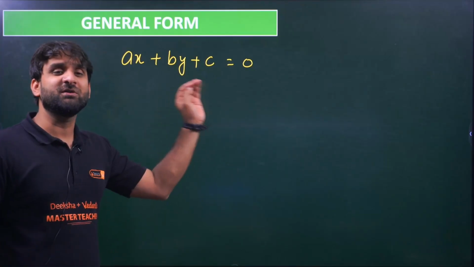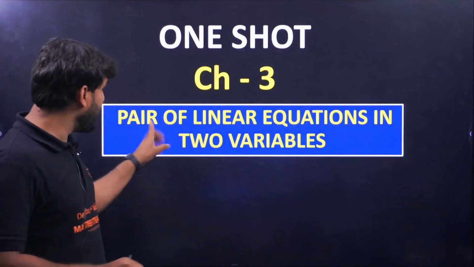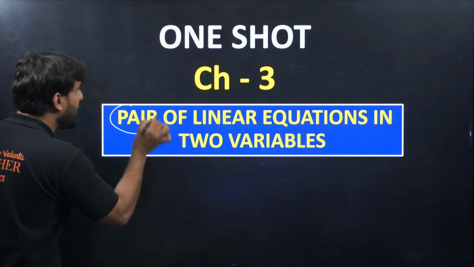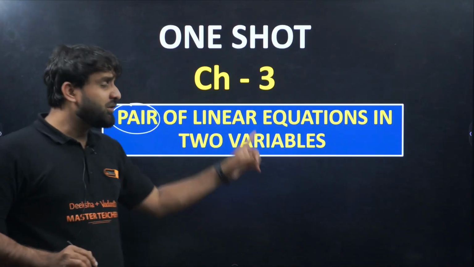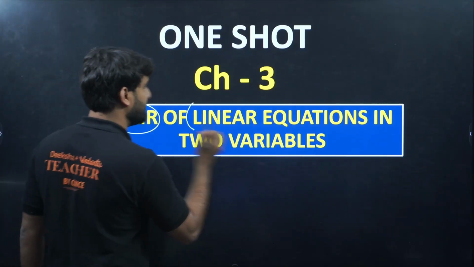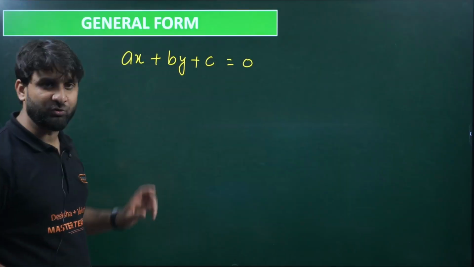So ax plus by plus c is equal to 0. Okay. Now, what is the heading of the chapter? Pair of linear equations in two variables. Look at this. Pair of linear equations in two variables. Guys, you have understood this term. What does it mean by linear equations in two variables? This is a linear equation in two variables.